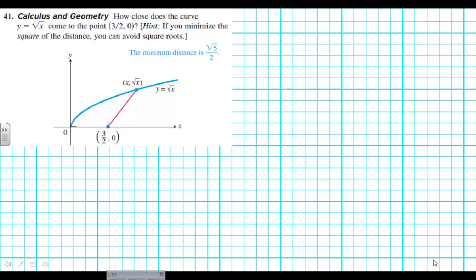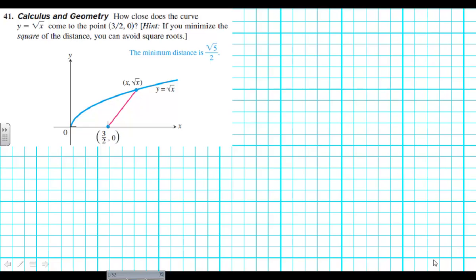So here's problem number 41 from section 4.4. And here's the idea: as we go along the curve y equals square root of x, the distance between a point on that curve and the point (3/2, 0) changes. The question is, is there a point at which the distance is at a minimum?